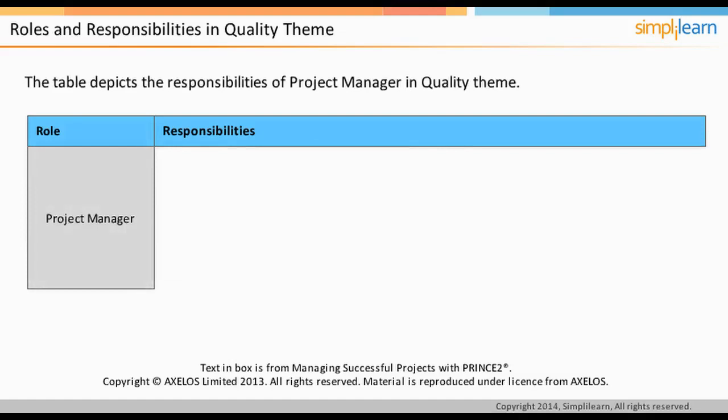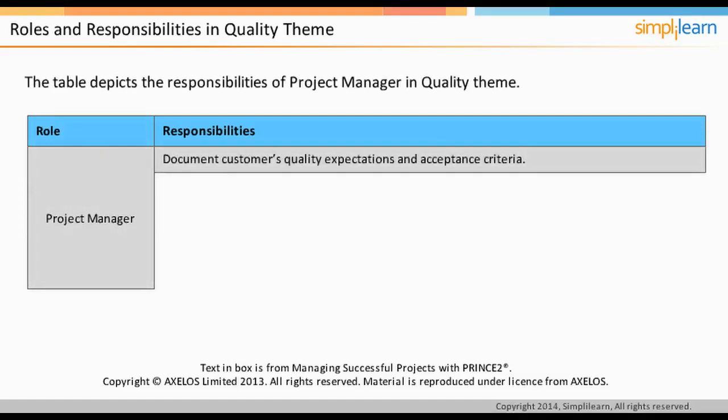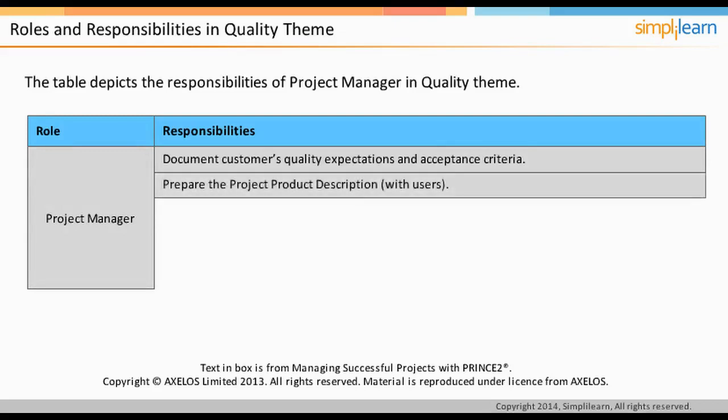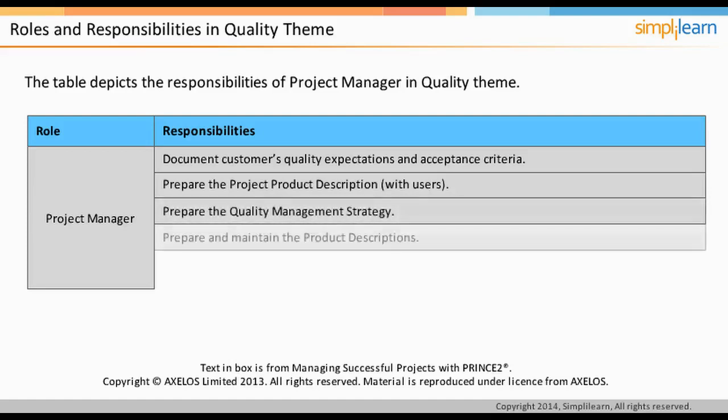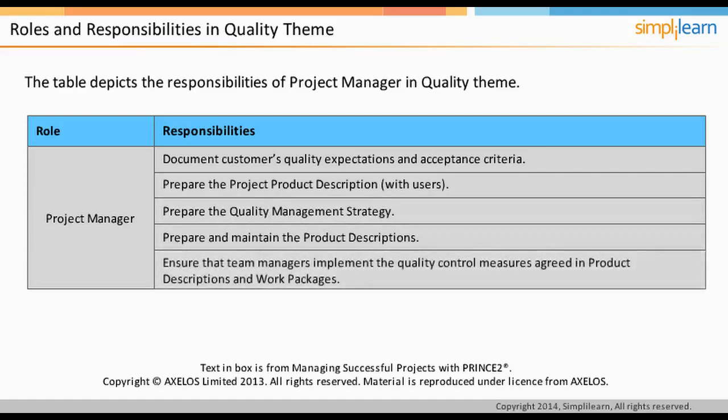Project manager documents customers' quality expectations and acceptance criteria. Project manager also prepares the project product description with users and the quality management strategy, and prepares and maintains the product descriptions. Another responsibility of the project manager is to ensure that team managers implement the quality control measures agreed in product descriptions and work packages.